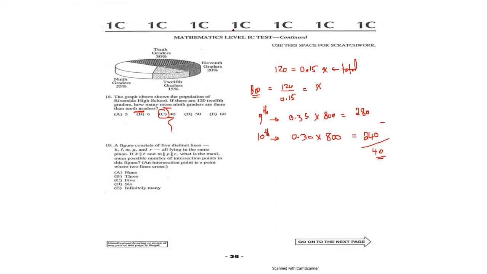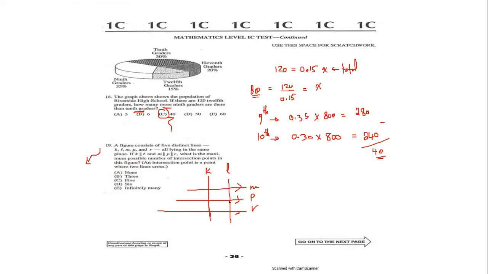Okay. Yes. Question 19. A figure consists of 5 distinct lines, K, L, M, P, and R, all lying in the same plane. If K is parallel to L, and M, P, and R are parallel to each other. What's the maximum possible number of intersection points in this figure?